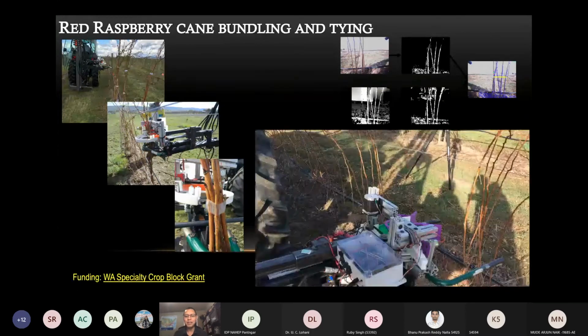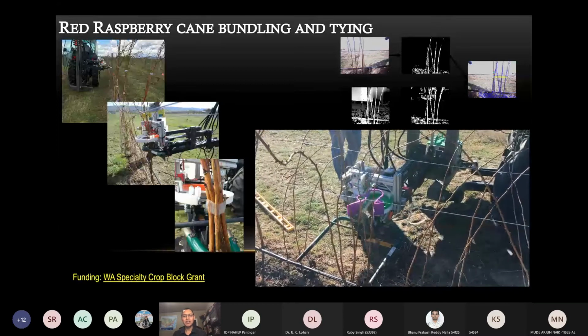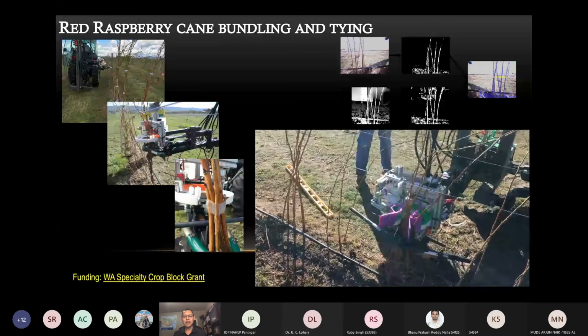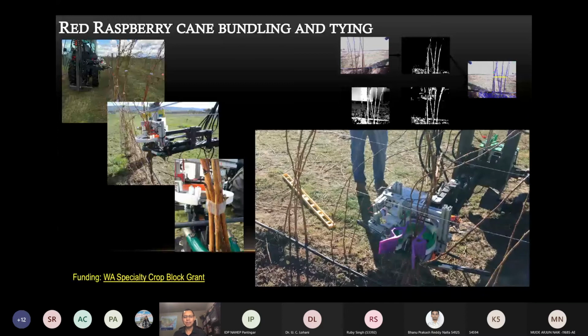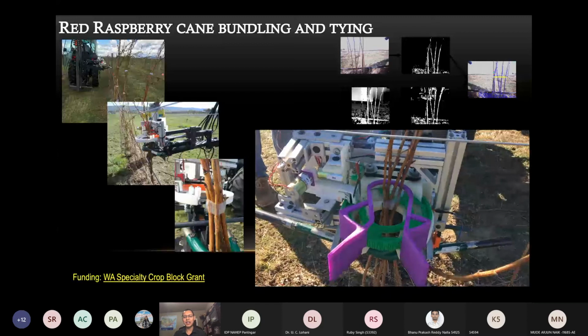There is a machine vision system that finds where these canes are, and there is an auger system that goes around the canes and brings them together. And a taping mechanism you can see operating right now.